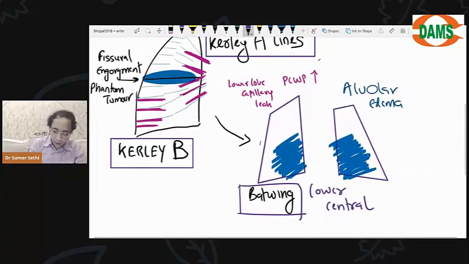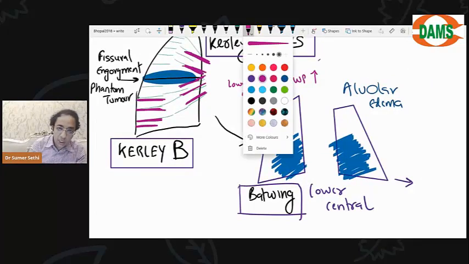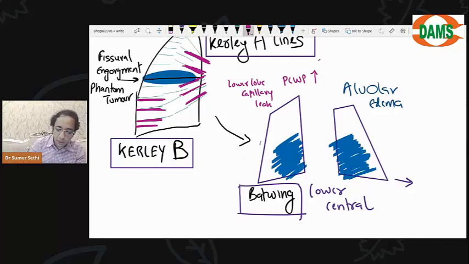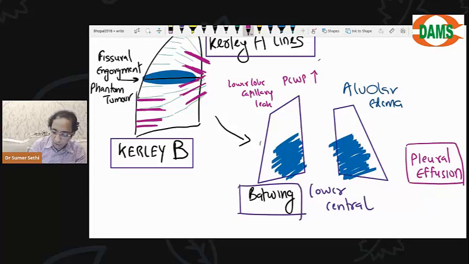And along with that, the pulmonary capillaries also start to ooze. When the capillary starts to ooze fluid, you also develop pleural effusion in heart failure. Everybody clear? Everybody understands? Okay.